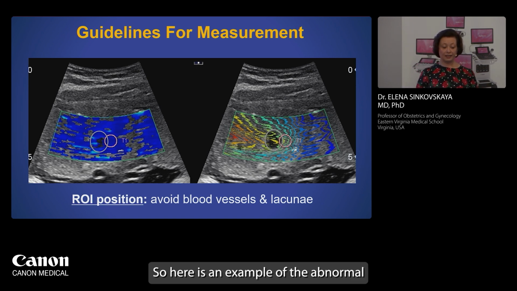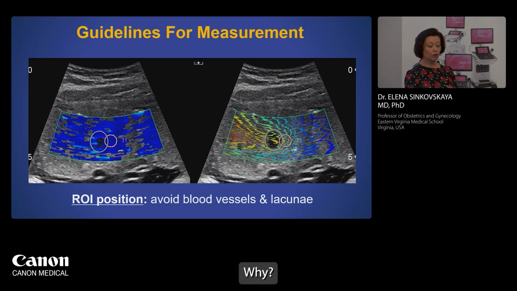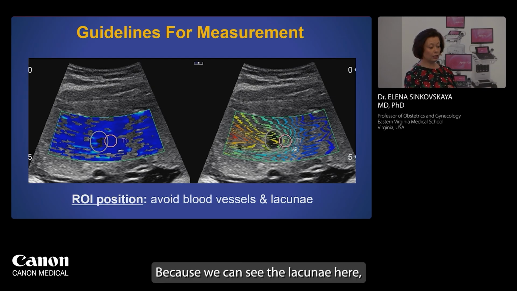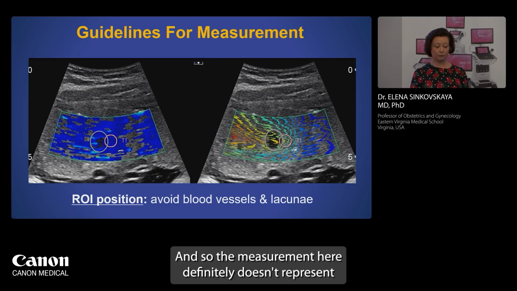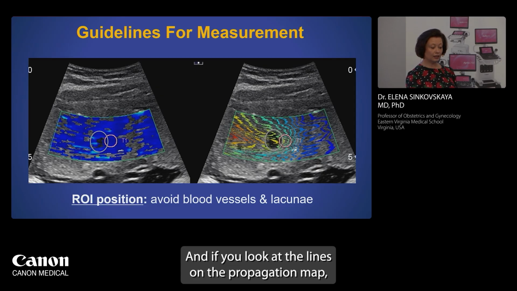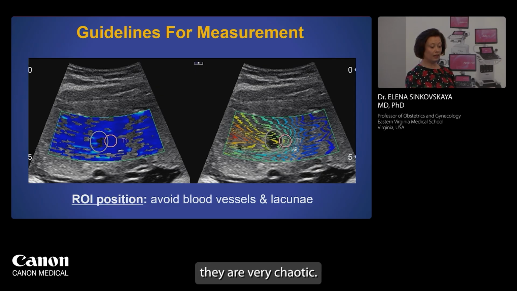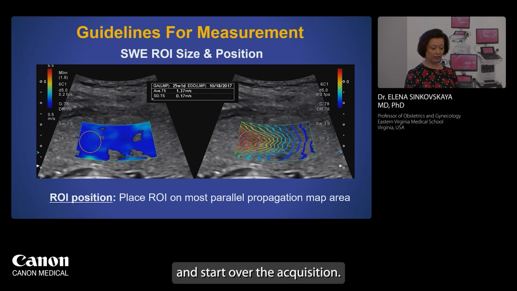So here is an example of an abnormal or not very good acquisition together with a very inappropriate measurement. Why? Because we can see the lacunae here, that hypoechogenic spot, and so the measurement here definitely doesn't represent the elasticity of the placental mass. And if you look at the lines on the propagation map, they are very chaotic. So in this case, we need to choose a different region and start over the acquisition.